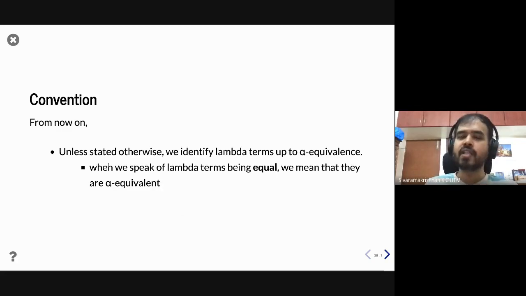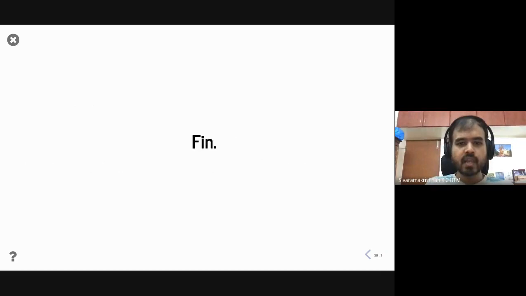From now on, unless otherwise stated, when we say lambda calculus terms are equal, we intuitively mean alpha equivalent, right? So when I say lambda x.x is the same as lambda y.y, I mean they are the same up to alpha equivalence. Both are identity functions, so it doesn't matter what variable name I give. This is the convention that we will use. Okay, so that concludes the syntax lecture.